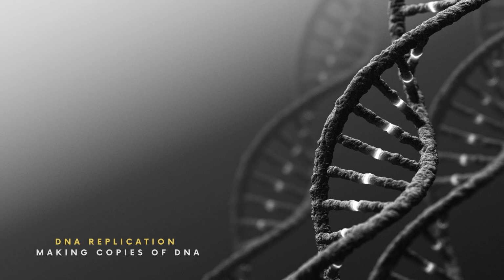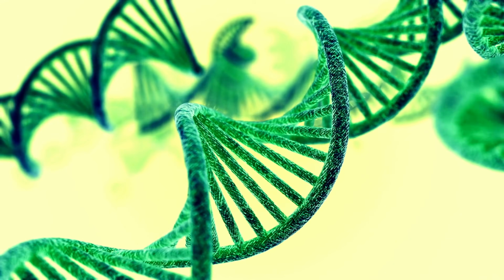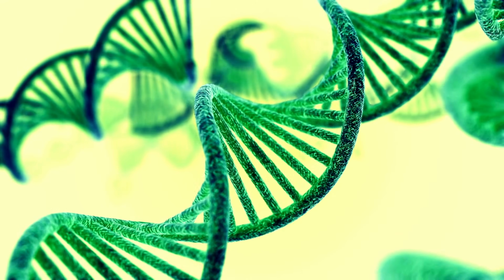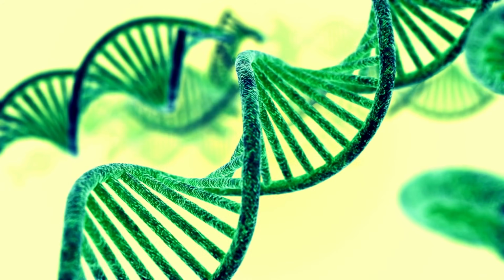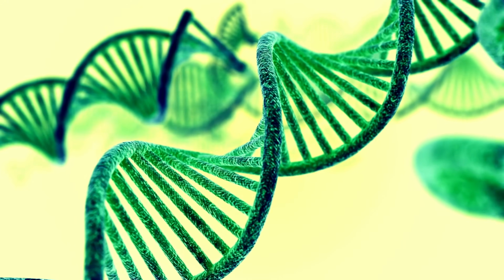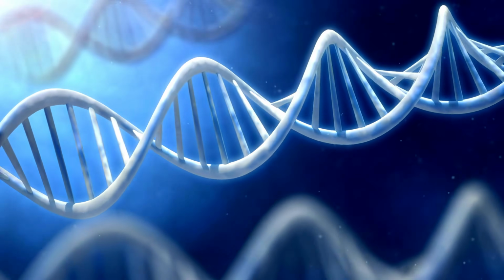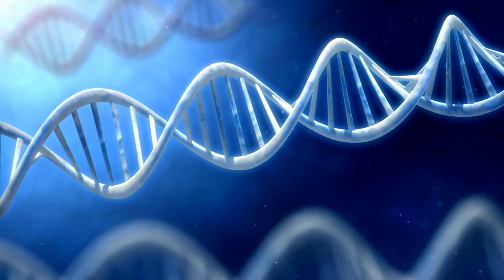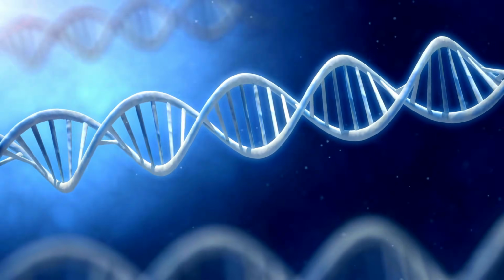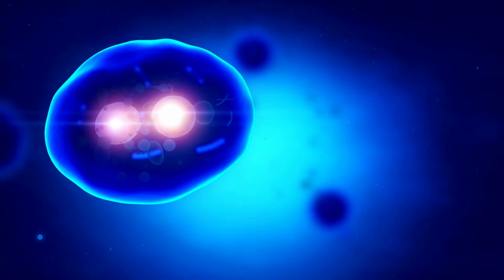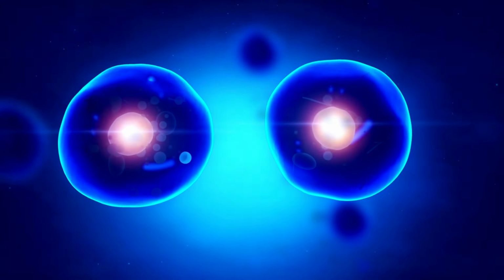DNA replication, making copies of DNA. One of the most vital functions of DNA is to replicate itself, ensuring that each new cell receives an identical copy of the genetic information. The replication process involves the separation of the two DNA strands and the assembly of new complementary strands based on the existing ones. And this process ensures the accurate transmission of genetic information during cell division.